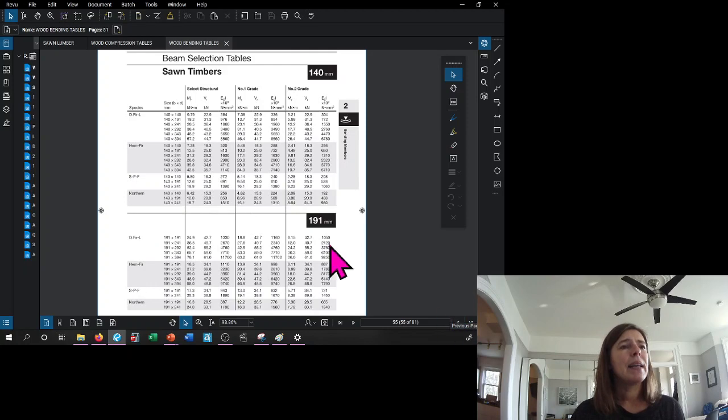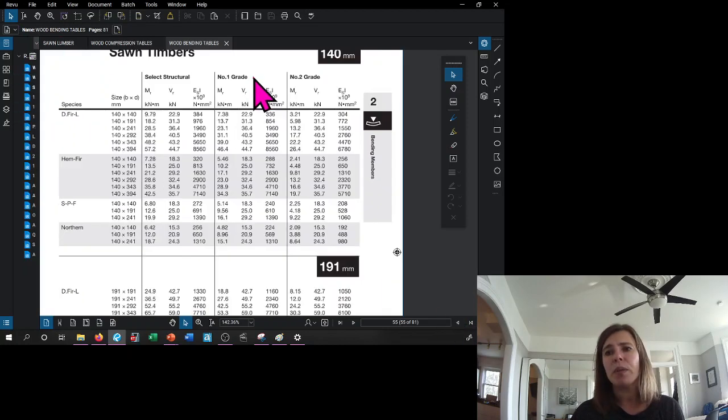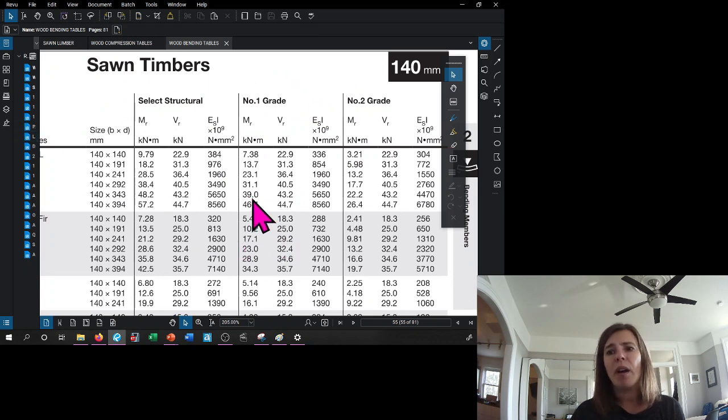So let's go back to those two tables. Here's where we pulled off our 39 and our 43.2. If we went with select structural, the values are pretty darn similar. So yeah, select structural is going to cost more, but we have less lumber, and select structural looks nicer. Often we like select structural because visually it is the nicest. And often architects, if the lumber is exposed, will choose select structural anyway. So that's feedback I'd give them, that it might work as a 140 by 292 or a 140 by 343, depending on if it's a number 1 grade or select structural.